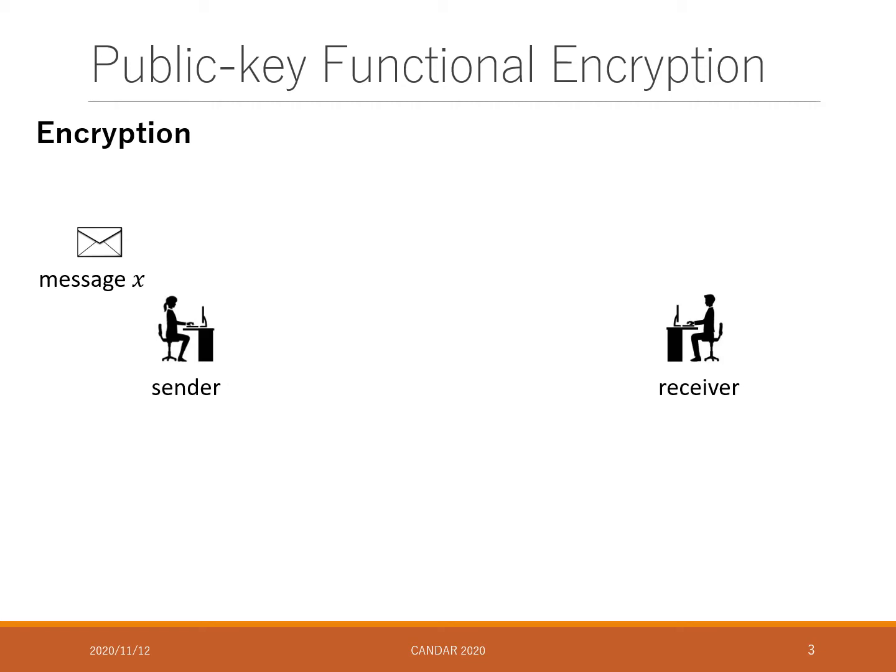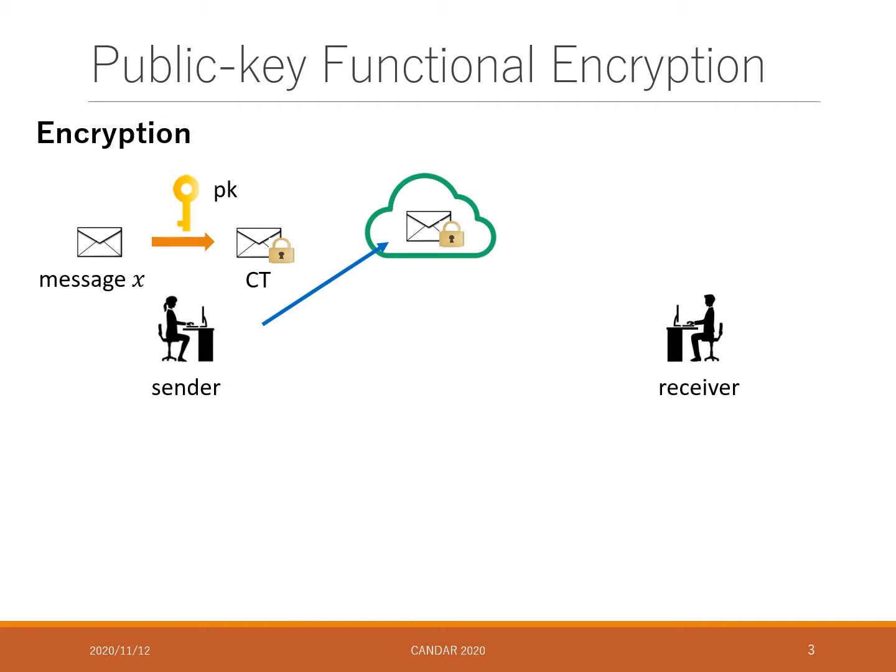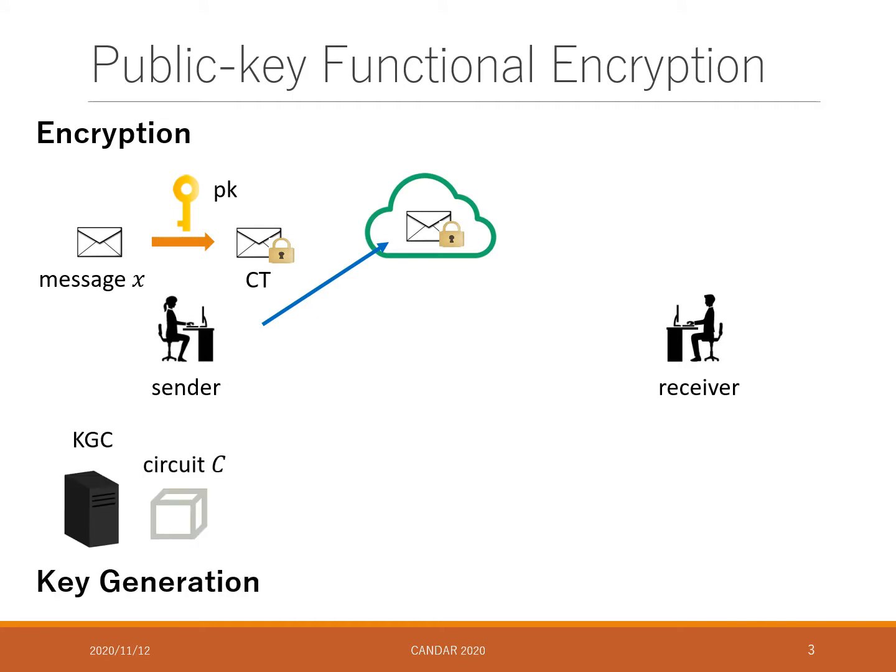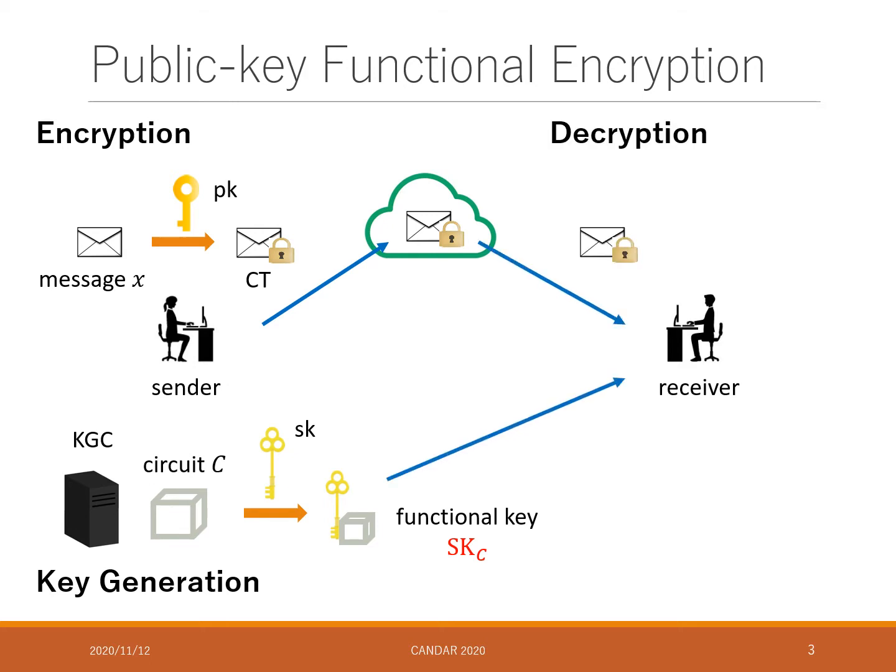First, the sender encrypts the message X with a public key PK, and the ciphertext CT is sent or stored for the receiver. Second, the key generation center KGC generates a functional key SK_C on the circuit C. The receiver gets CT and SK_C. By using the functional key SK_C, the receiver decrypts CT to C(x).